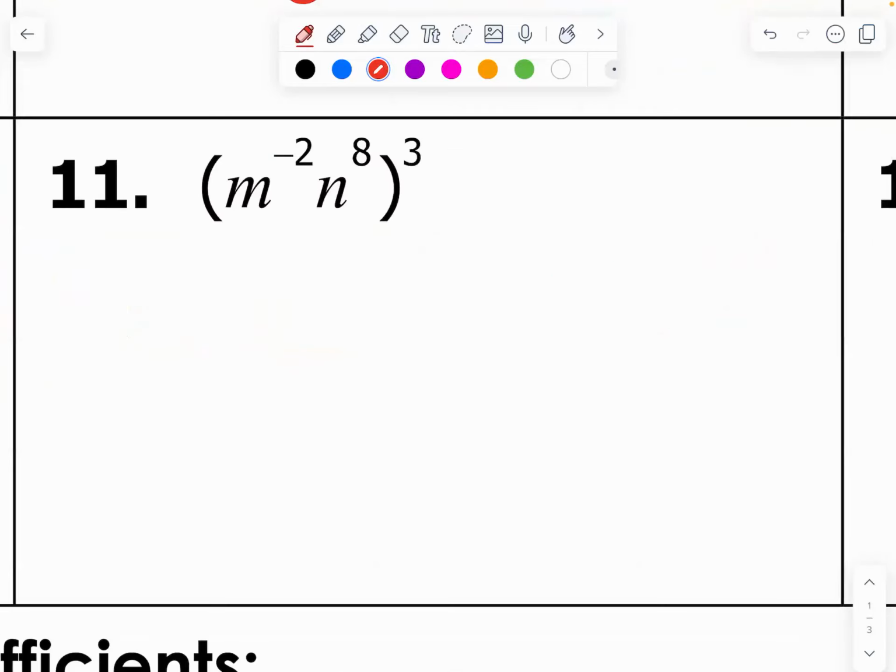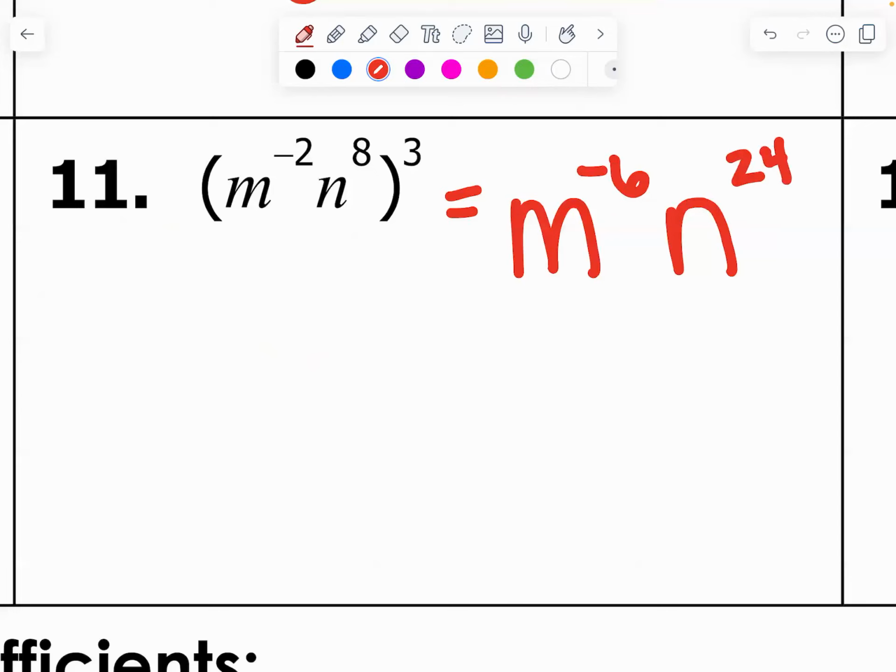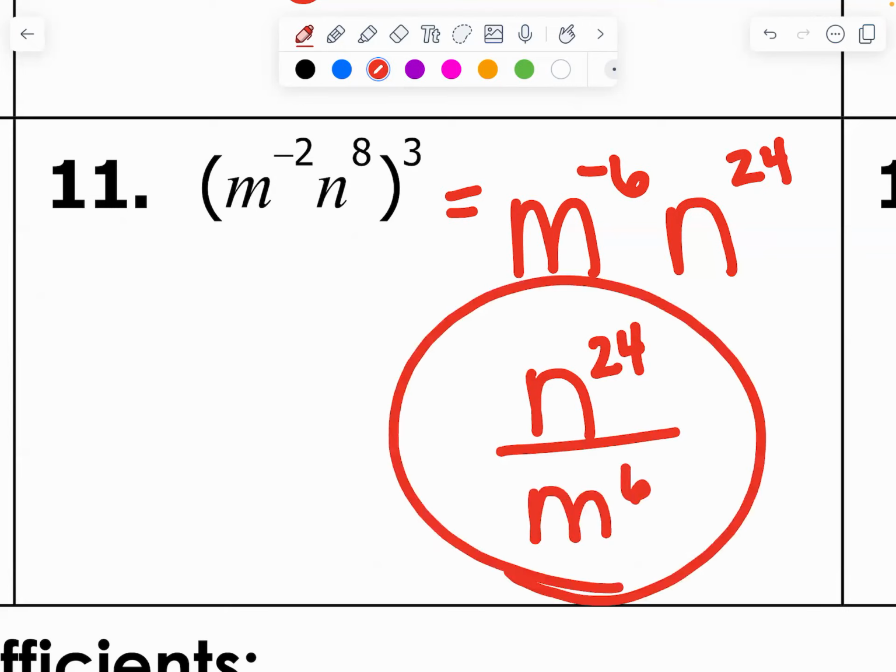All right, so let's look at 11. Jacob, what does the exponent for M become when we apply that 3? -6. Very good. Cash, what does the exponent for N become? 24. Kaylee, can we leave our answer like this? No, we're going to leave N to the 24th, but then M to the 6th comes to the denominator. And remember, when we cross that fraction bar, our negative exponent becomes positive. Okay?